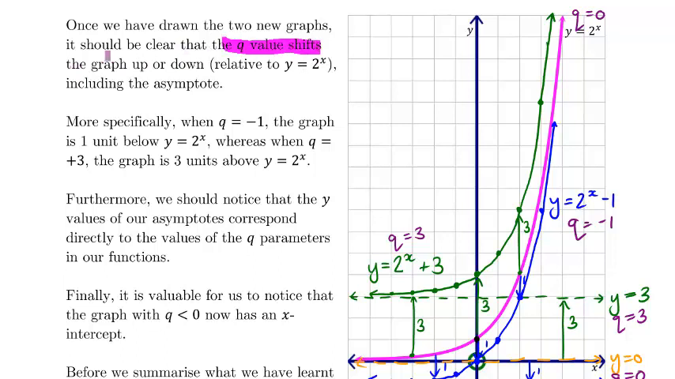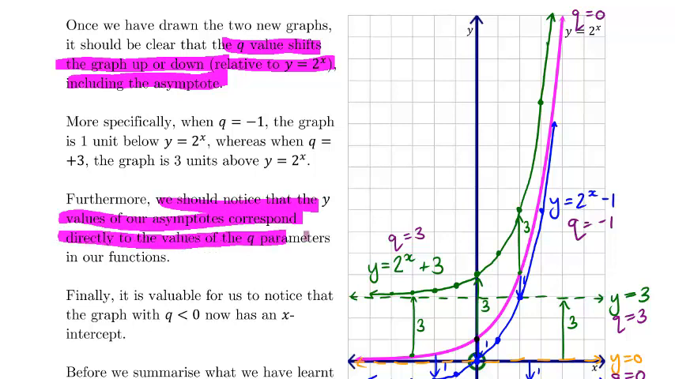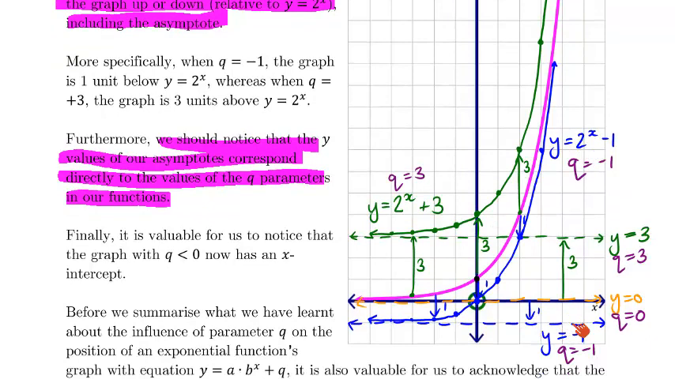The q value shifts the graph up or down relative to y is equal to 2 to the x, including the asymptote. More specifically, when q is equal to -1, the graph is 1 unit below y is equal to 2 to the x, whereas when q is equal to positive 3, the graph is 3 units above y is equal to 2 to the x. Furthermore, we should notice that the y values of our asymptotes correspond directly to the values of the q parameters in our functions. We've noticed that over and over again, guys.